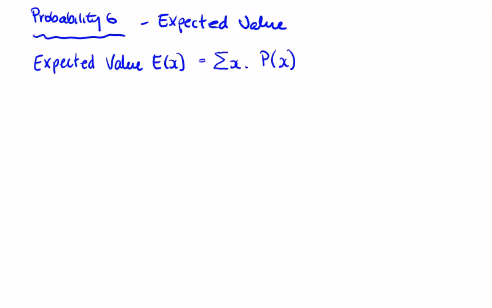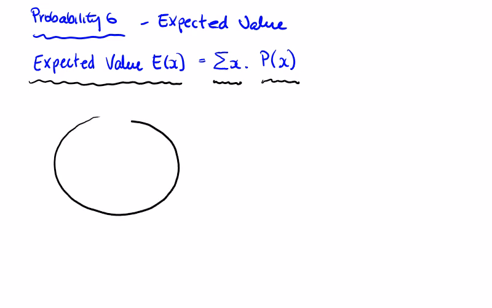In this video, we're going to look at expected value. You might see it written as E(x) equals sigma x, or the sum of x multiplied by the probability of x. Let's see what that looks like in simple terms. These expected value questions are normally pie charts.